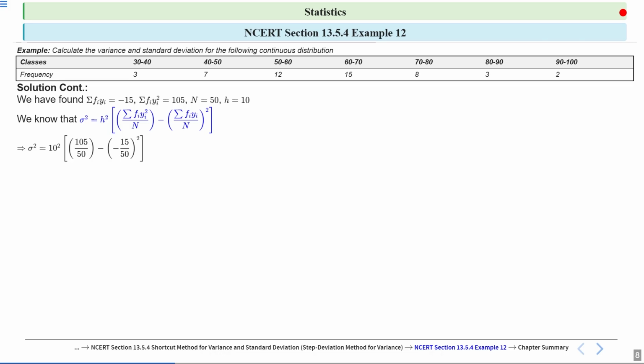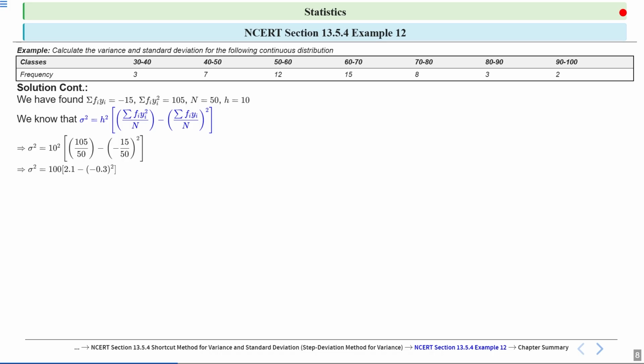Let's substitute our values into the formula. We get sigma square equals 10 square times 105 divided by 50 minus 15 upon 50 whole squared. Here 10 is our class width, 105 is the sum of fi times yi square, minus 15 is the sum of fi times yi, and 50 is the total frequency.